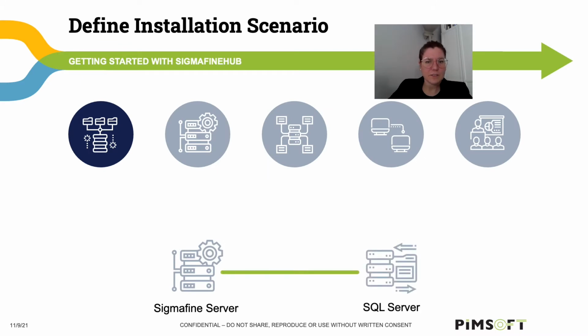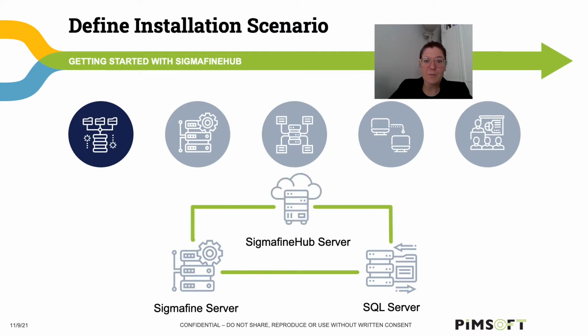Let's see all the steps in more detail, starting from the definition of the installation scenario. As we said, the architecture of the new Sigmafine Hub system must be defined, since it may affect the installation process. Installation is easier, for example, if Sigmafine Hub has a dedicated server and a local SQL server. In other cases, the installation can require some additional checks and actions.